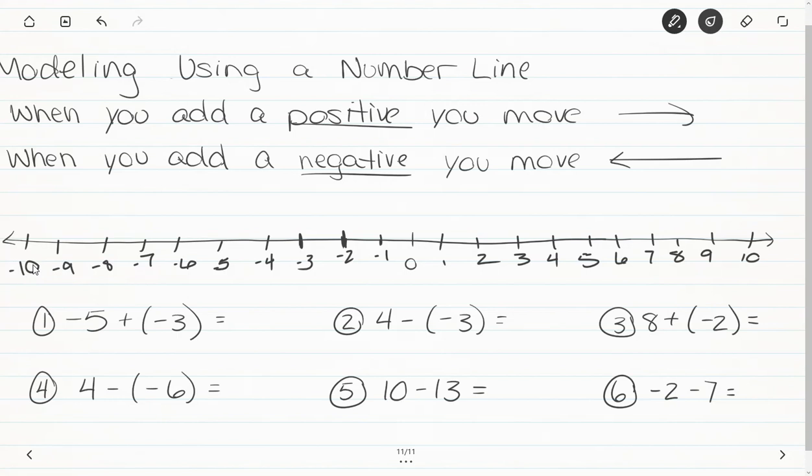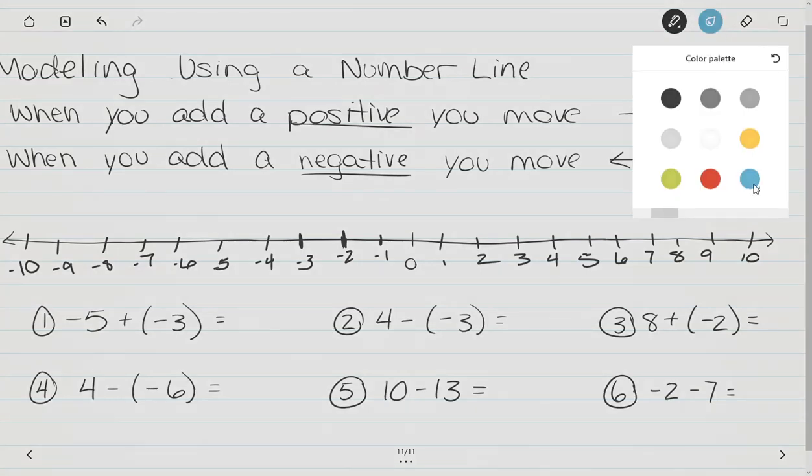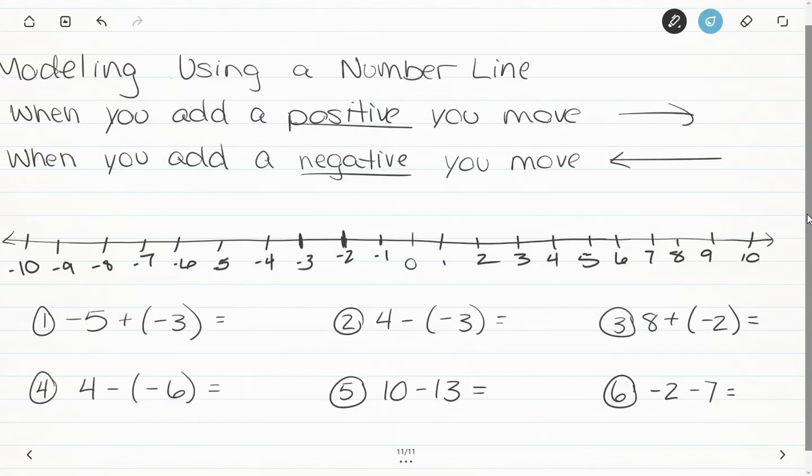Okay, so here's how you can use a number line to help you, and I really like the number line. It makes it a little bit easier sometimes for you to see what's going on with those numbers. So just like we did with the modeling with the pluses and the minuses, you can do the number line, whatever makes you happy. So I have to start with number 1 at negative 5, because negative 5 is my first term.